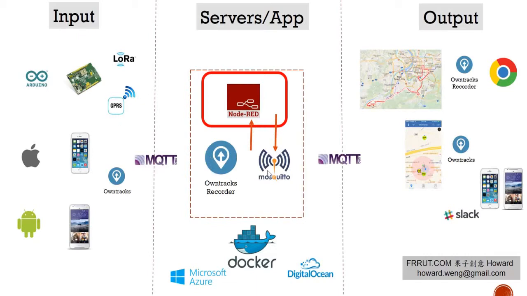This part. Second, we will need to use the Slack application through Node-RED. It will detect our GPS entering and leaving messages from OwnTracks. And Slack will broadcast to all members. Okay, so let's do it.